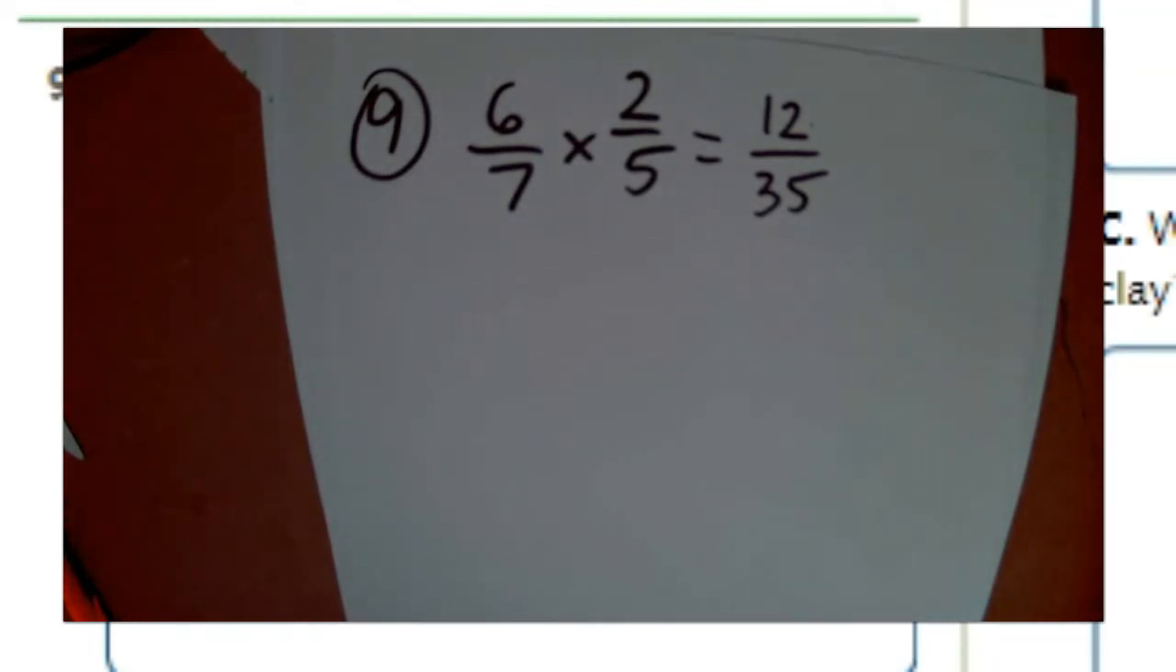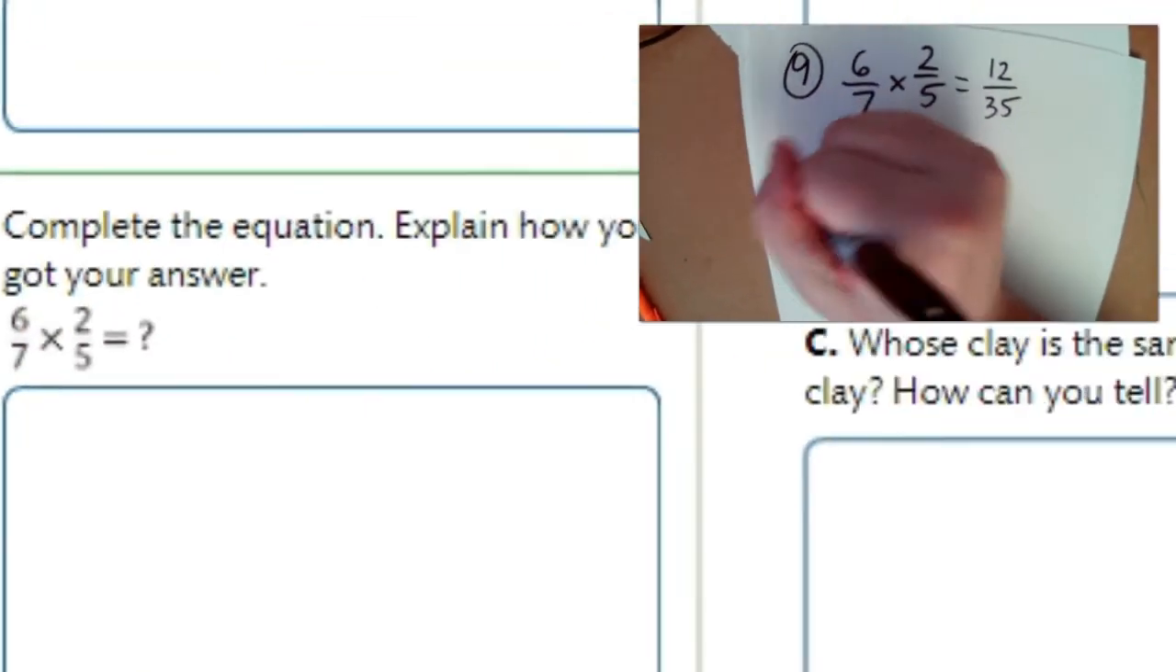So number 9, kind of an easy one. The big part there is going to be the explanation to explain that you're multiplying numerator times numerator, denominator times denominator. Let's move on to number 10.